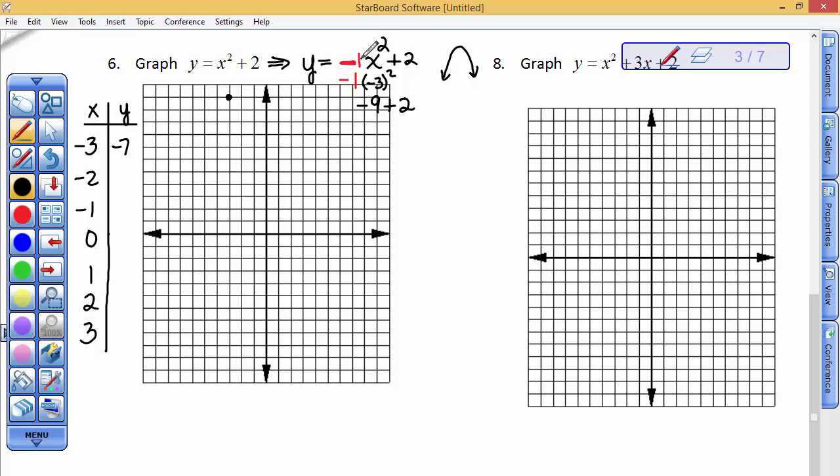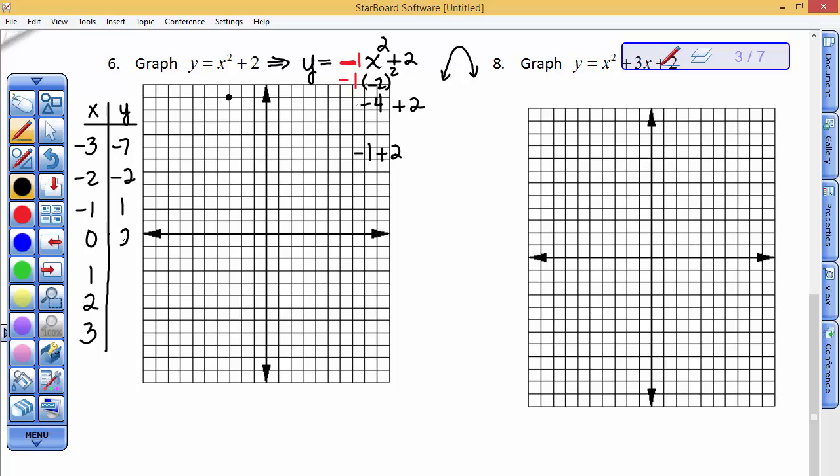So when I put a negative 2 in here and square it, yes, I get 4. But 4 times a negative 1 is a negative 4, and I add 2 to that, and I get a negative 2. I put a negative 1 in here and square it, I get 1. 1 times a negative 1 is a negative 1. I add 2 to that, and I get 1. 0 squared, okay, that's 0. Doesn't matter if you multiply it by a negative 1. You add 2 to that, you get 2.